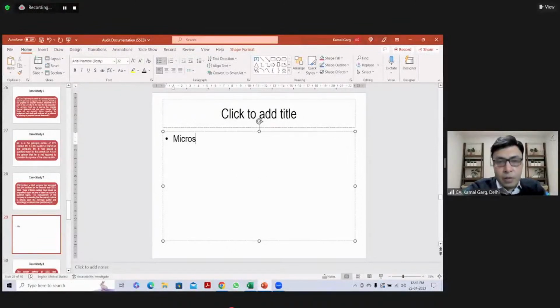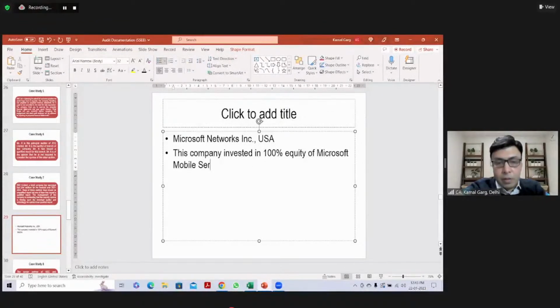So the company is Microsoft Networks Incorporation. It is there in USA. Okay. Now what happened? This company invested in 100% equity of Microsoft Mobile Services Limited, India. So this is a case of 100% FDI. I believe this thing is clear to each one of you.